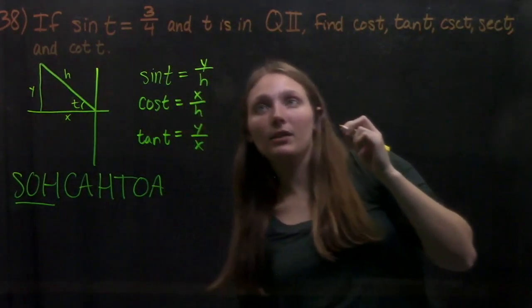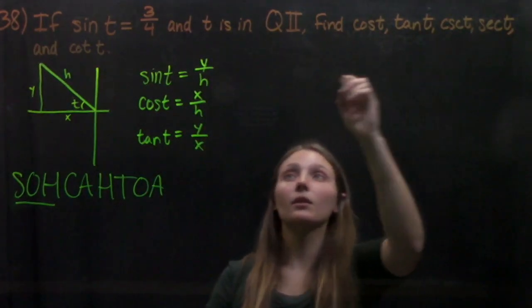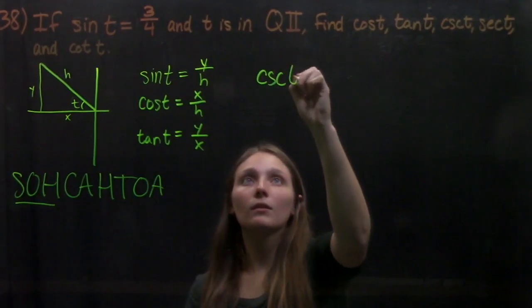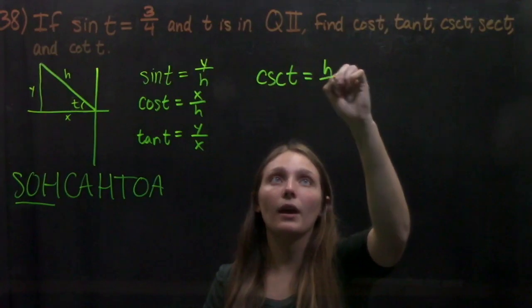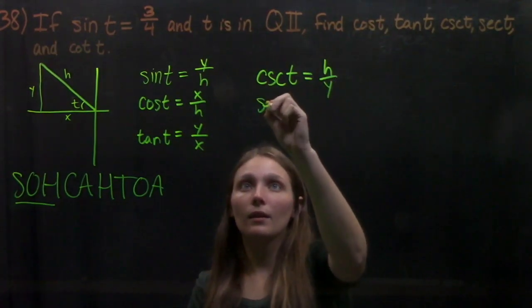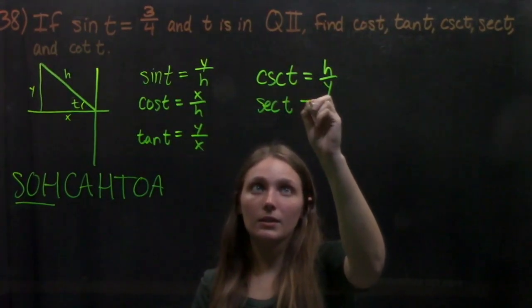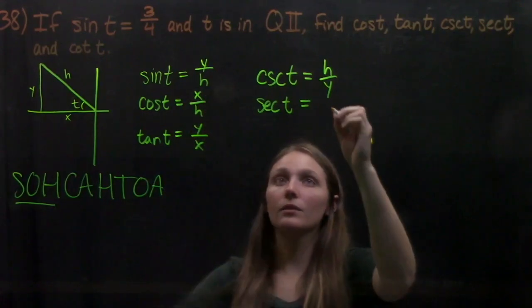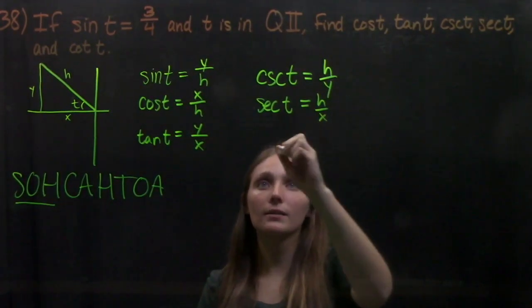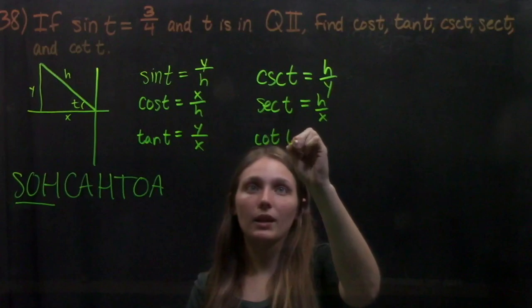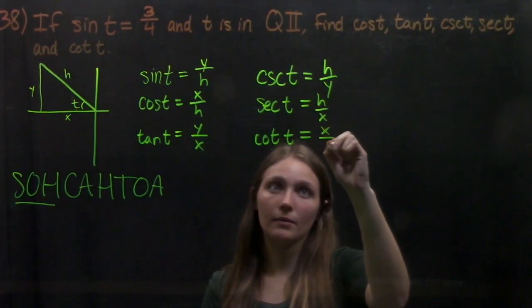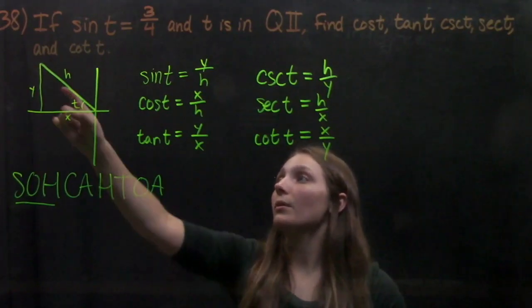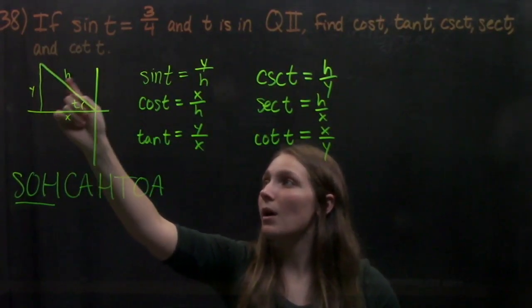And for the rest of our functions, cosecant of t is going to be sine, but flipped. So it's going to be h over y. Secant of t is going to be the flip of cosine, so it's going to be h over x. And our cotangent of t is going to be equal to x over y. All right, so now all we have to do is plug in our x, y, and h.